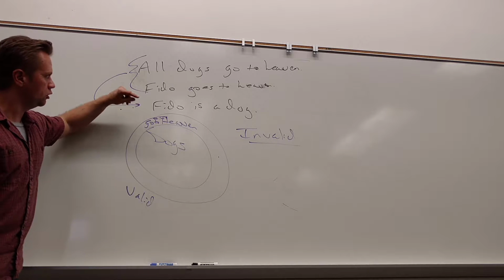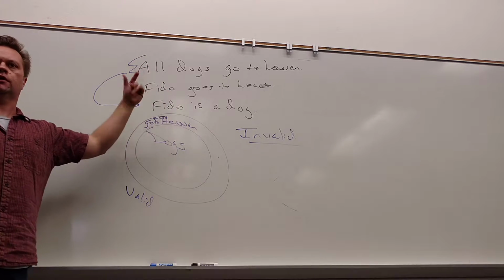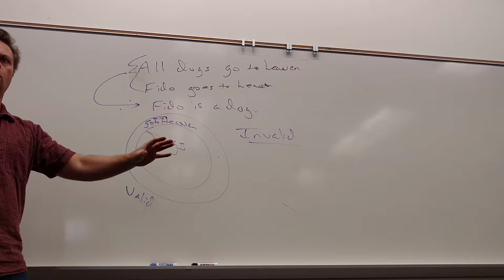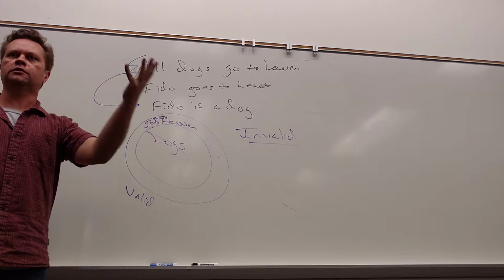So that's the idea. You don't just draw it once and go, oh yeah, it looks good. You try to force it so that it won't work. And if you can't make it not work, then it must be valid.